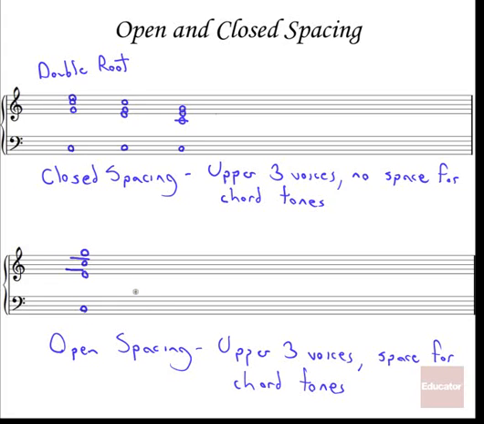What about C major, starting with G here, and then we'll skip over the C and put an E here, and then we need the C up here. So these are two good examples of open spacing, and we'll be employing both of these types of spacings when we start connecting chords to each other.